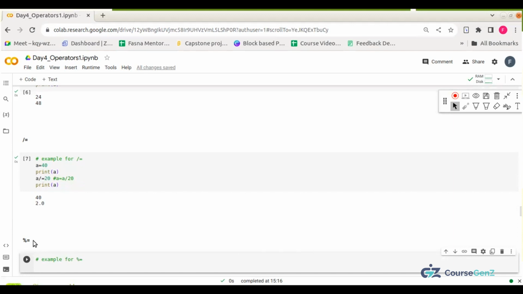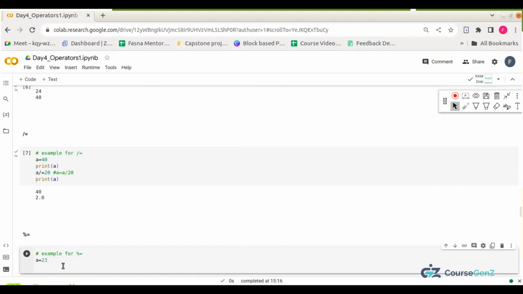What's the purpose of the modulus operator? I have already learned it. Very good. We have to find out the remainder. That's why we are using the modulus operator. So let's try it. Again, A is equal to 23. A modulus equal to 10.